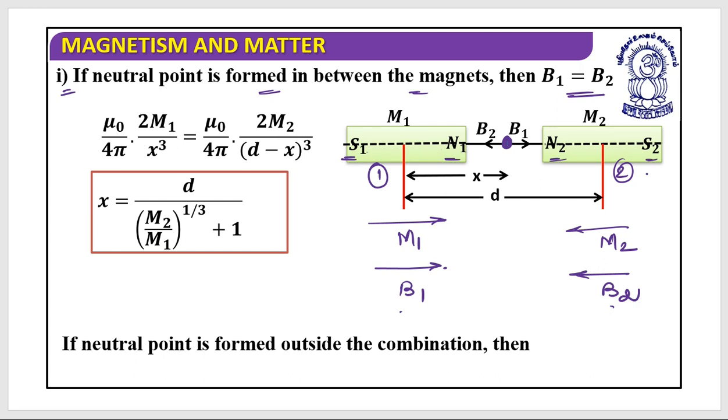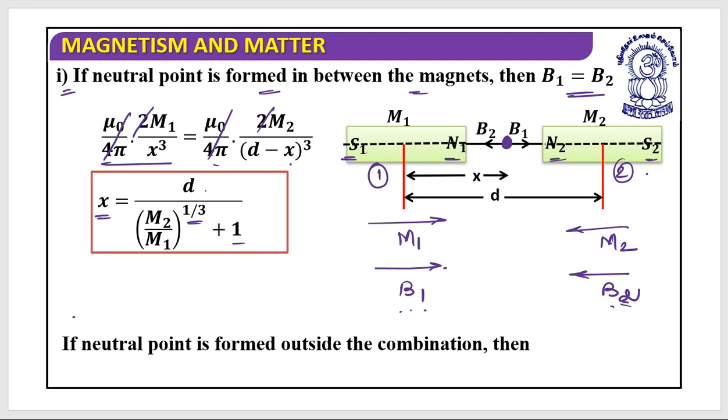So if this is the case, let's write it down. For the first, B1 is mu naught by 4 pi into 2m1 by x cube. For the other, it's mu naught by 4 pi into 2m2 upon d minus x whole cube. So this mu naught by 4 pi could be cancelled out, this 2 could be cancelled out, and this could be solved to get x. So x is equal to d divided by (m2 by m1) to the power 1/3 plus 1. Is it clear? So this is the case if a neutral point is formed in between the magnets.